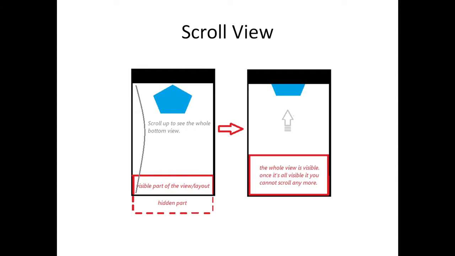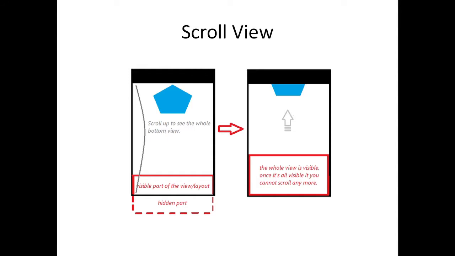Then this is a scroll view, an extension of the frame layout. The scroll view handles scrolling its child objects on the screen. As you can see in this example, this layout is hidden at the bottom of the screen, but as you scroll up, the whole layout will be shown from the bottom of the screen. So this is a scroll view.